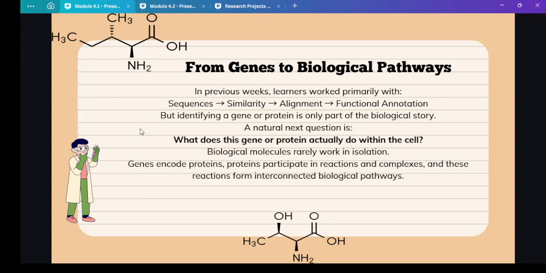From genes to biological pathways. In previous weeks, learners worked primarily with sequences, similarity, alignment, and functional annotations. But identifying a gene or protein is only part of the biological story. Now, the next question is, what does this gene or protein actually do within the cell? Biological molecules rarely work in isolation. The simple dogma is that genes encode proteins. Proteins participate in reactions and complexes, and these reactions form interconnected biological pathways.